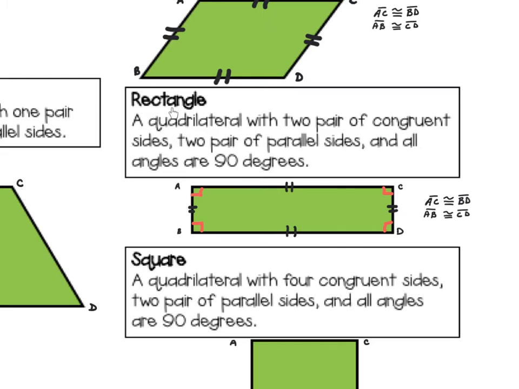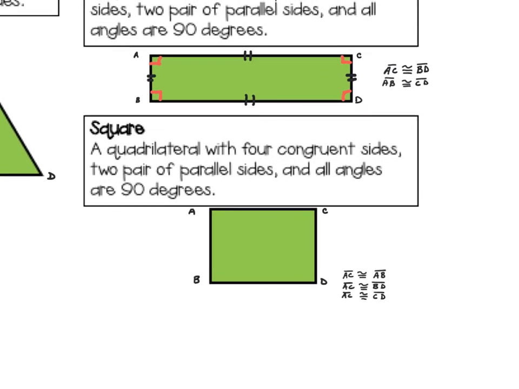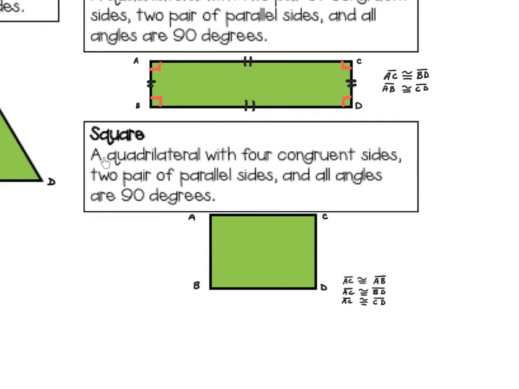And a square is basically a rectangle where all four sides are the exact same length. So let's go ahead and look at what this would look like here. So a square is a quadrilateral with four congruent sides. So that means right here, AC is congruent to AB, so they're the exact same length. AC is congruent to BD, right? And then you've got AC is congruent to CD. So all four sides are the exact same length, right?